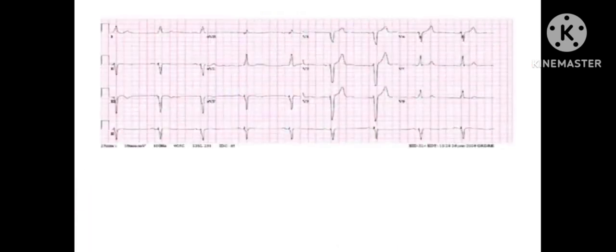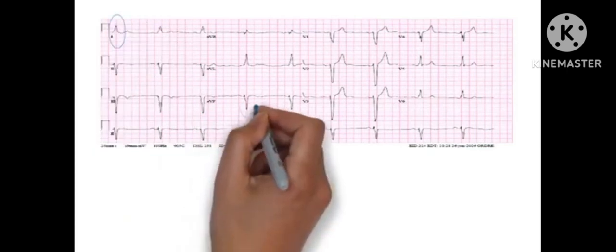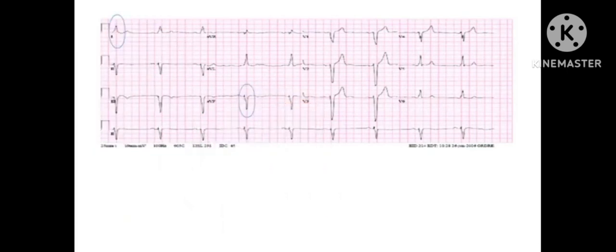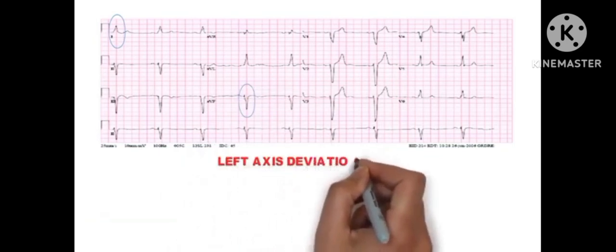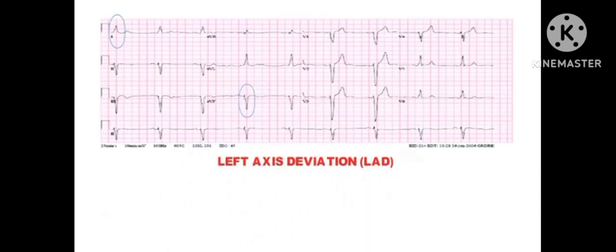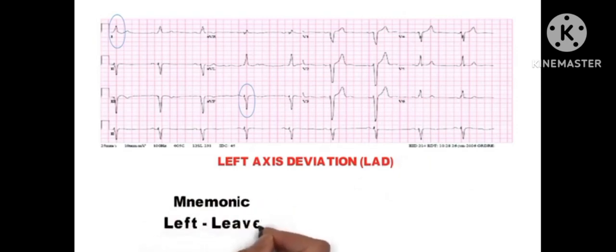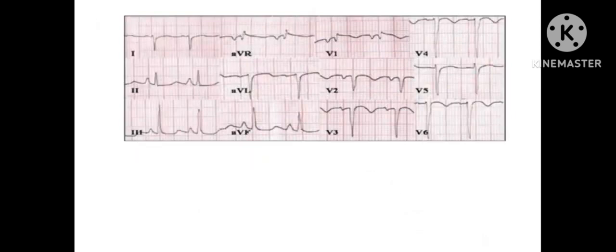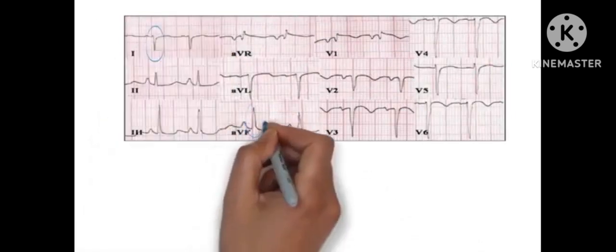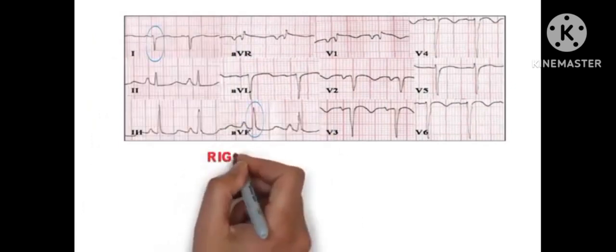And if the net QRS is negative in lead 1 and positive in AVF, the net vector will be in the right axis deviation range. Now look at this ECG. The net QRS in lead 1 is positive and the net QRS is negative in AVF. So this ECG is showing left axis deviation or LAD. And you can remember this by a mnemonic, left leaves, where the net deflections in lead 1 and AVF are in opposite directions, as if they are leaving. Whereas in this ECG, the net QRS is negative in lead 1 and positive in AVF.